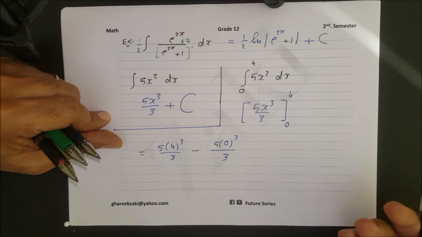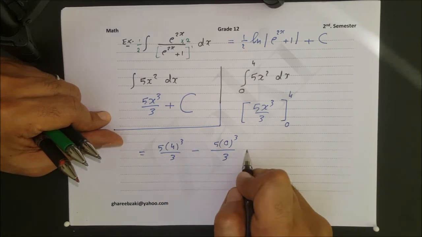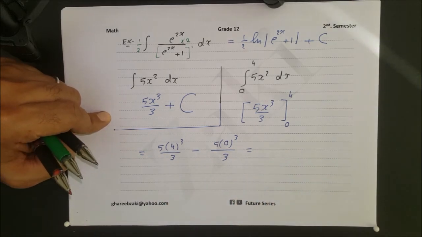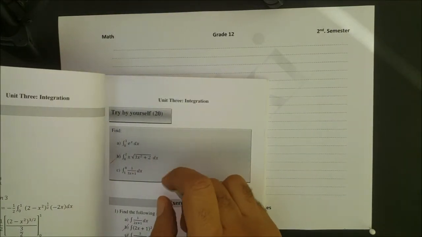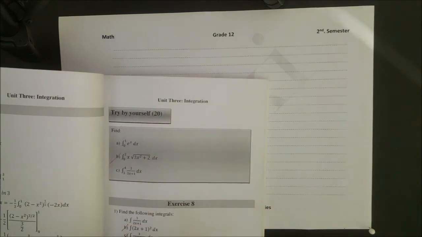Now we can get the answer. By using the calculator, we can get this answer. The answer is 320 over 3. Now let us try by yourself, question 20.